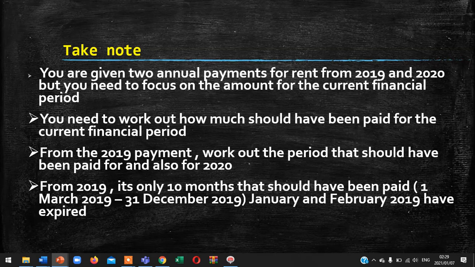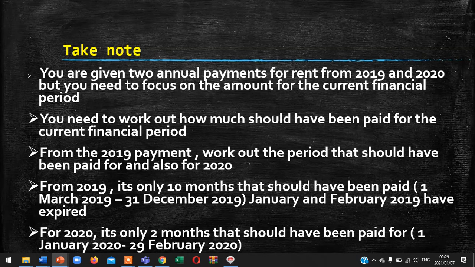So with the first payment, the months that are relevant are March to 31st December 2019. It's only 10 months from the first payment. And then with the second payment, it's only 2 months that should have been paid for. It's only January and February.